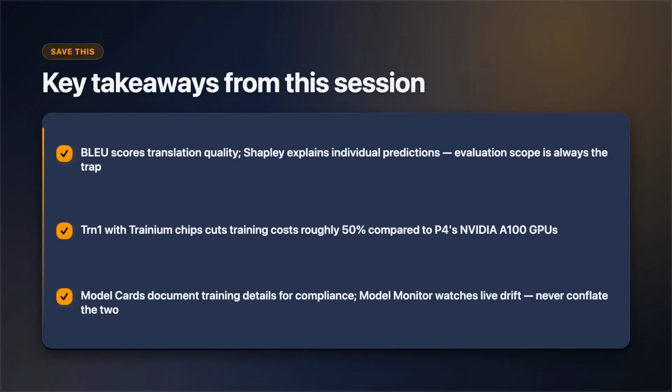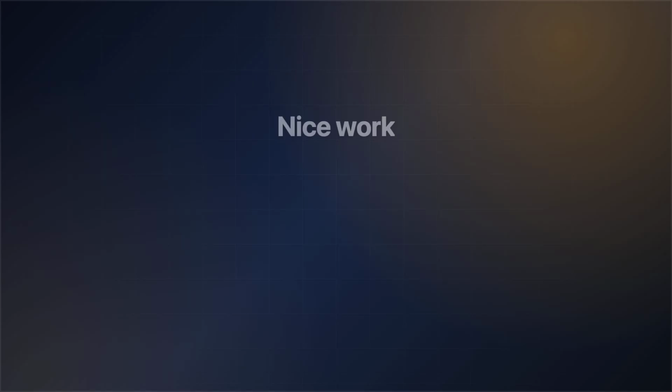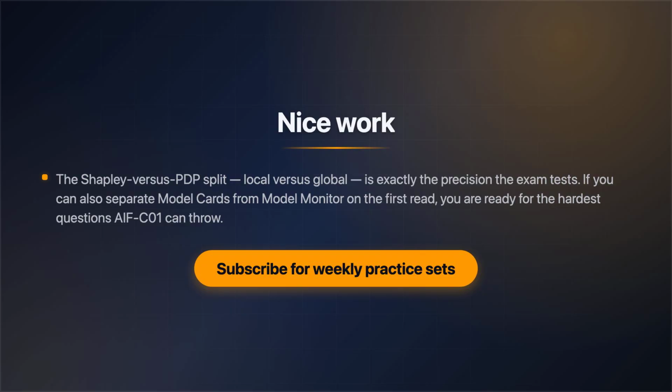Three takeaways from this session. First, BLEU scores translation quality. Shapley explains individual predictions. Evaluation scope is always the trap. Second, Trn1 with Trainium chips cuts training costs roughly 50% compared to P4's NVIDIA A100 GPUs. Third, model cards document training details for compliance. Model Monitor watches live drift. Never conflate the two. The Shapley versus PDP split, local versus global, is exactly the precision the exam tests.